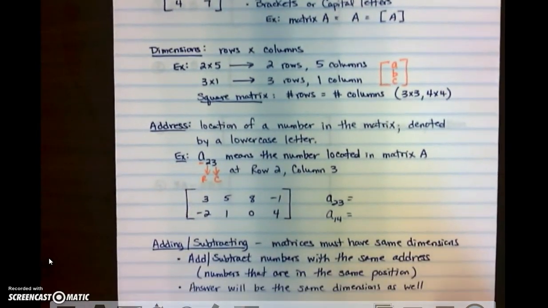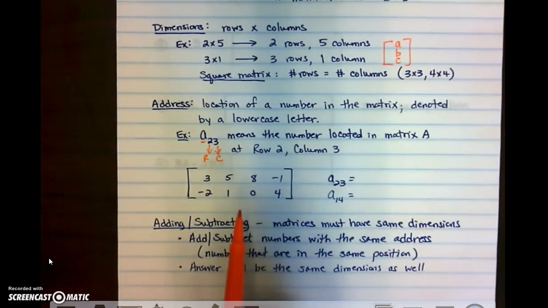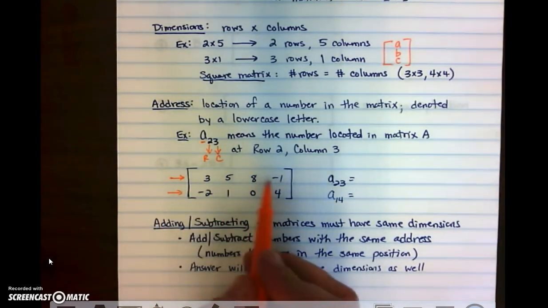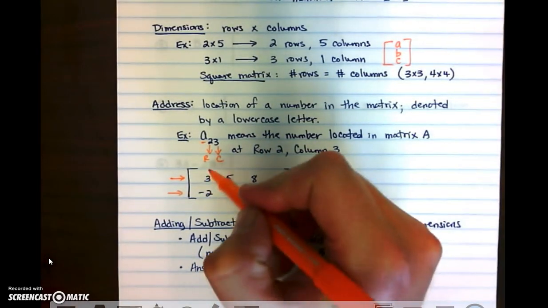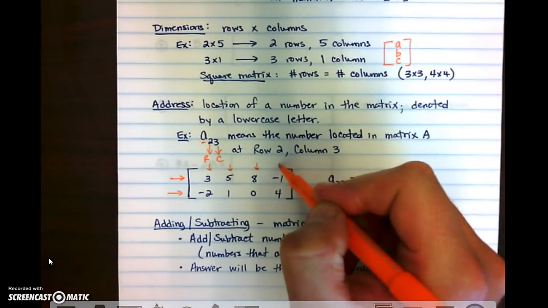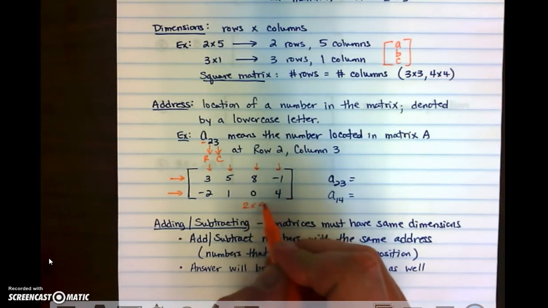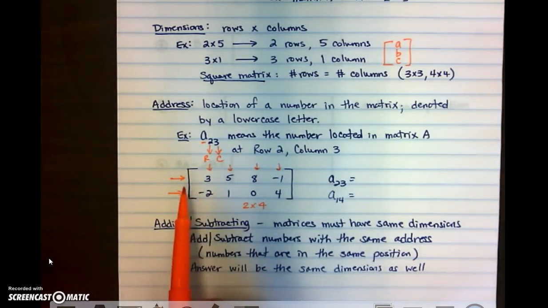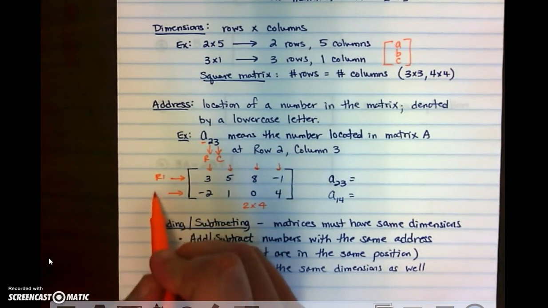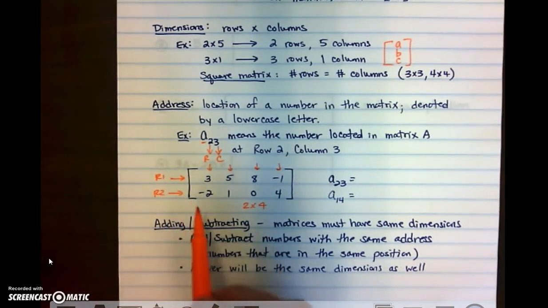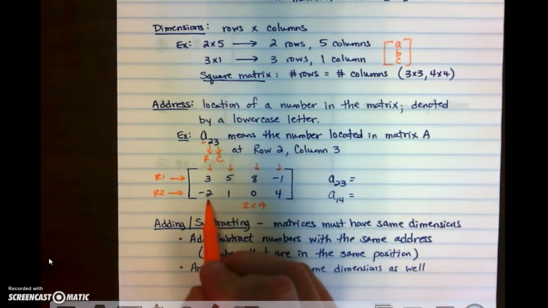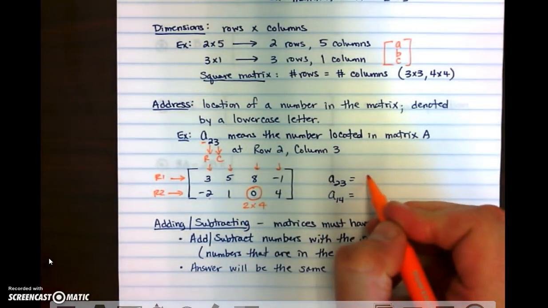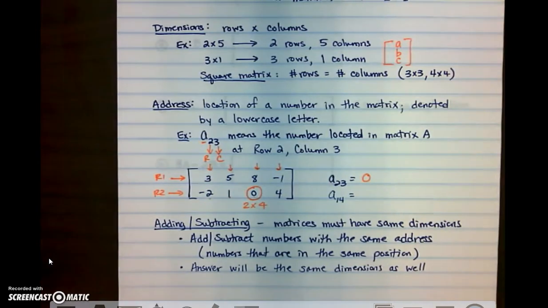So, for example, if we were looking at this matrix here, the dimensions of this matrix would be 2 rows, because there's 2 horizontal rows there, and 4 columns, so this would be a 2 by 4. If we were trying to find the address A23, what we would want is row 2. So here's row 1, here's row 2. We would go to row 2, and we would be looking at the 3rd column. So here's column 1, column 2, column 3. So this number right here, 0, would represent A23.